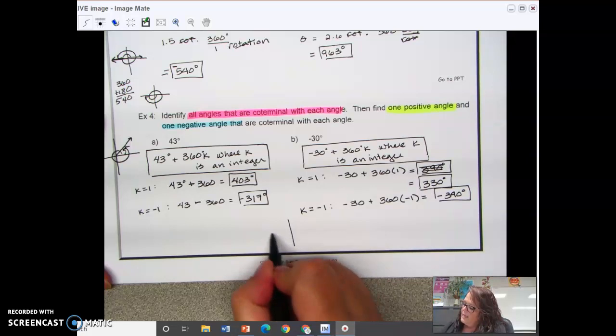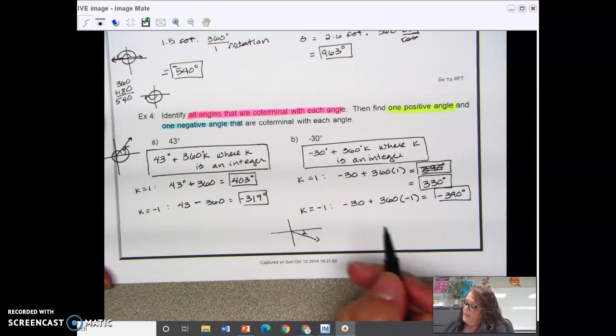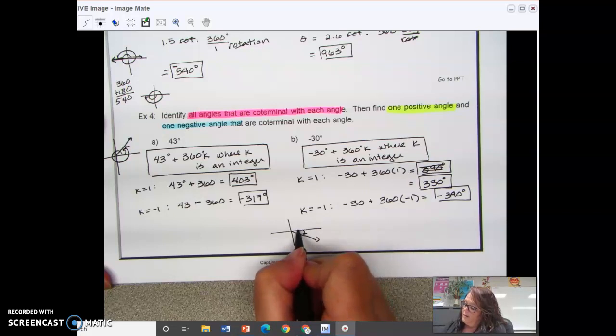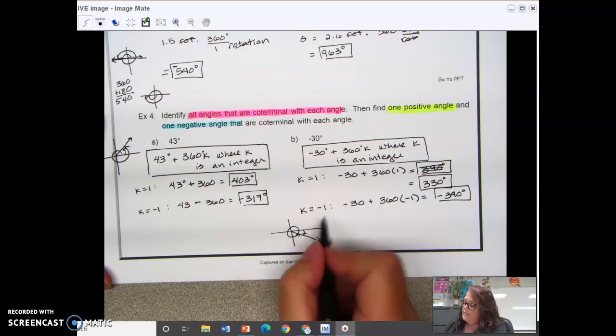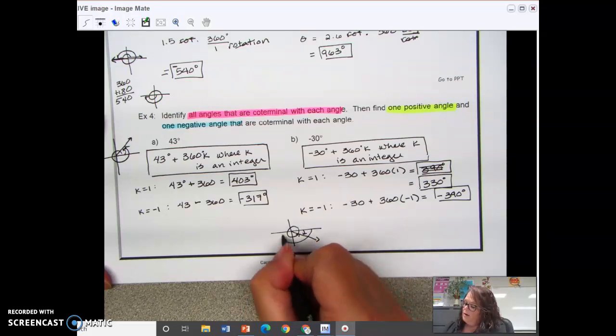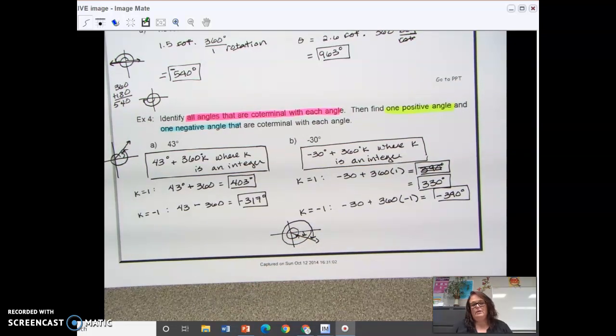So again, -30 degrees would be right about here. And so I could either go this way, so I start at -30 and go 1 revolution counterclockwise, or I could go 1 around plus the other 30 and I get clockwise 390 degrees. Okay.